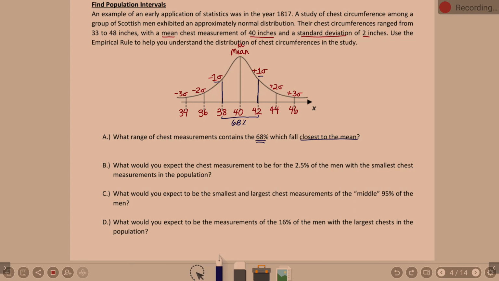So, 68%, and that is plus or minus, I'm going to write 1 sigma, that's 1 standard deviation, right? And what did we say it was? 38 to 42. Okay, there we go. 38 to 42 inches.